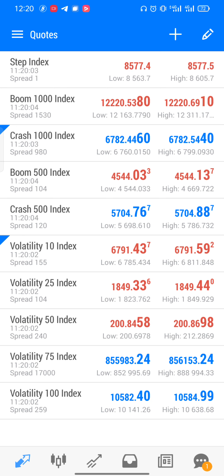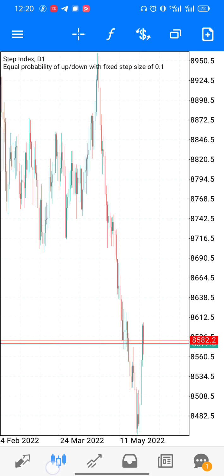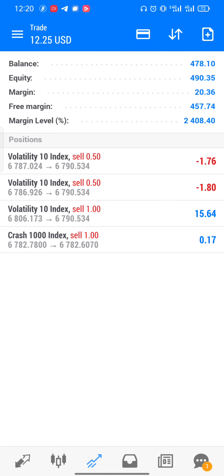So let's get started, guys. I'm trading Crash 1000 and the Volatility index right now, so I'll show you how I use my strategy. Basically, look at the trades I'm holding right now.